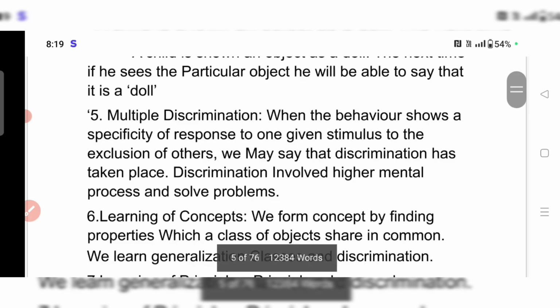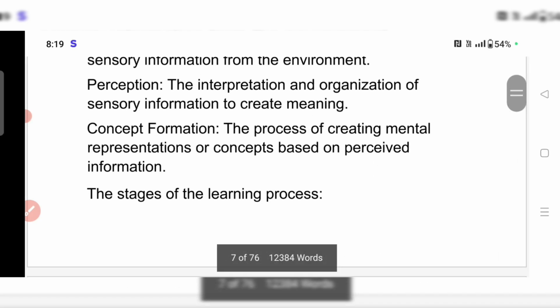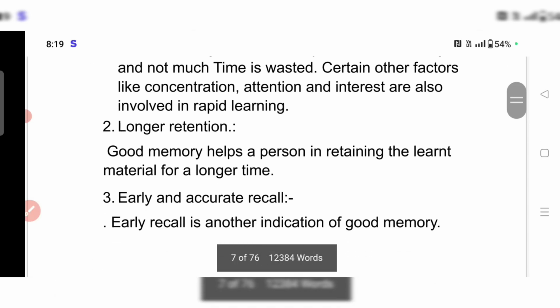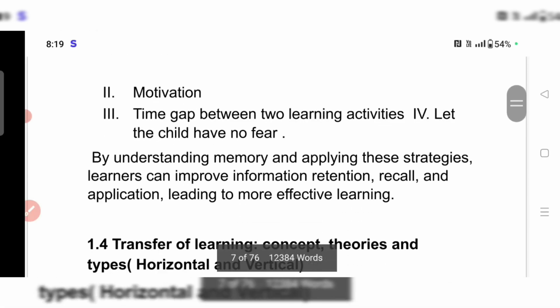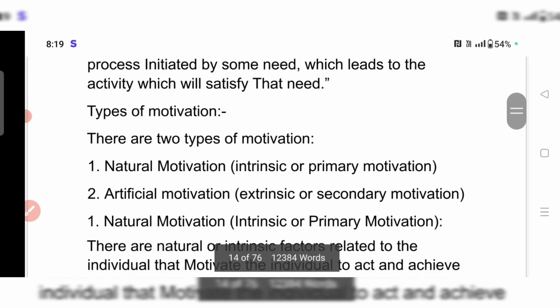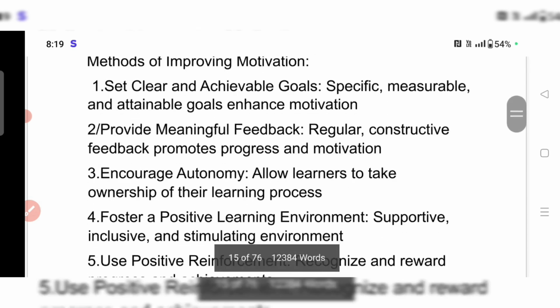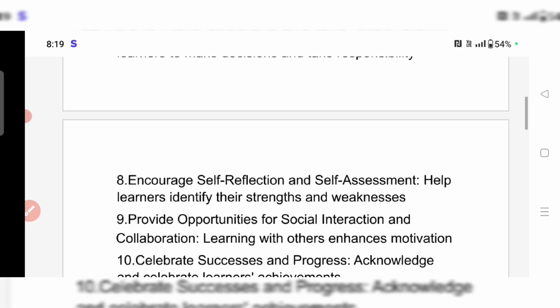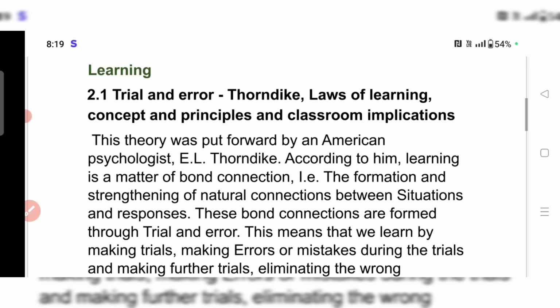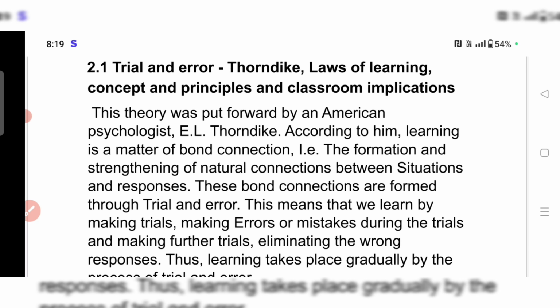The second unit is named behaviorist perspective of learning, right? Here you will have classical conditioning and operant conditioning, everything, and the trial and error theory also. So the second unit, behaviorist perspective of learning: trial and error, Thorndike and laws of learning, law concept and principles, classroom implications.